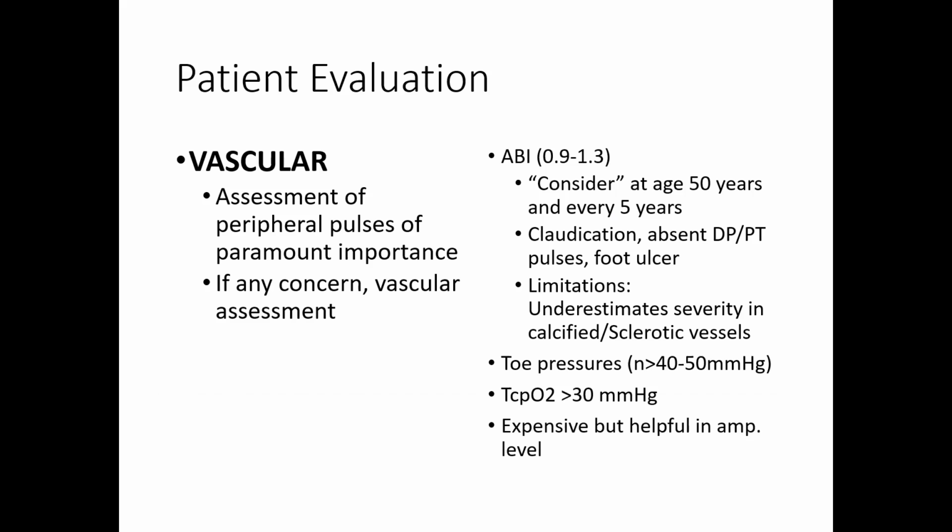Then there is claudication. If there is claudication, absent dorsalis pedis or posterior tibial pulses, or any foot ulcer, you should look for them. A limitation is that it underestimates severity in calcified and sclerotic vessels. So if a patient's blood vessels are already sclerotic or calcified, then you may not get the correct answer from the ankle brachial index measurement. Then at that time you have to move on to further sophisticated investigations.